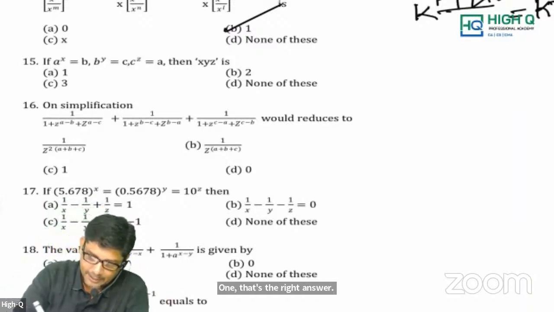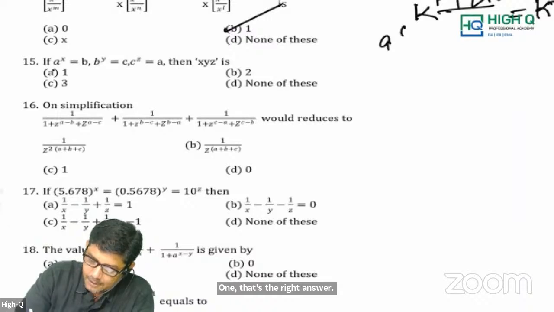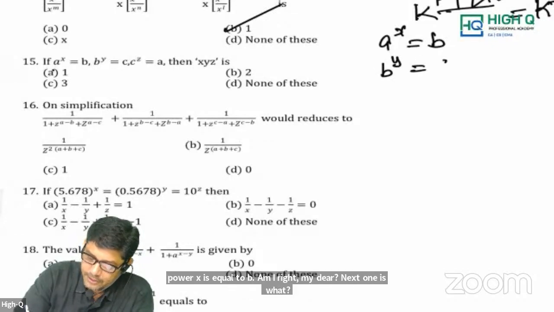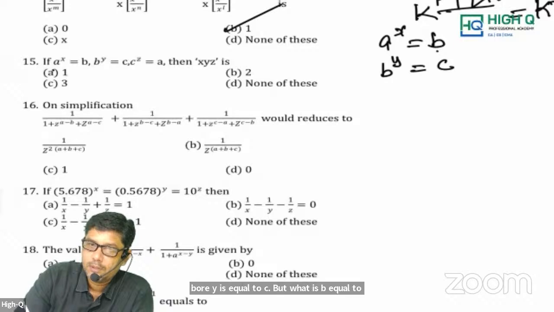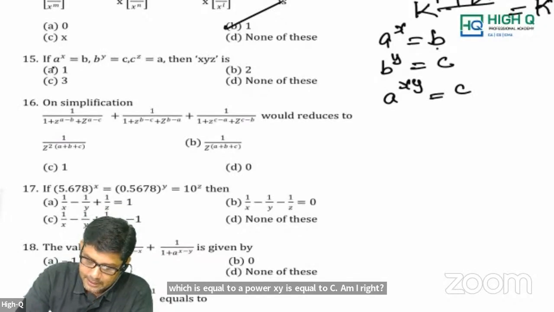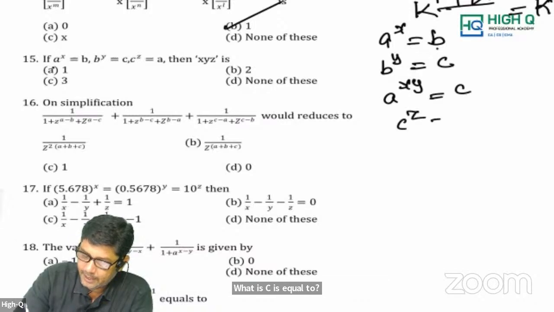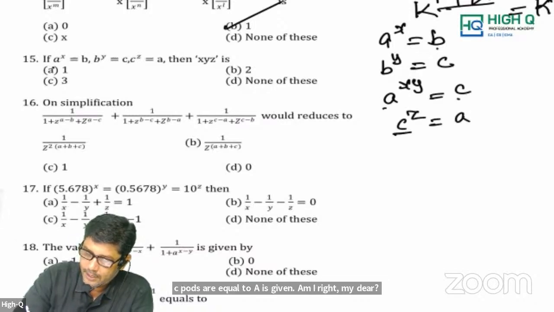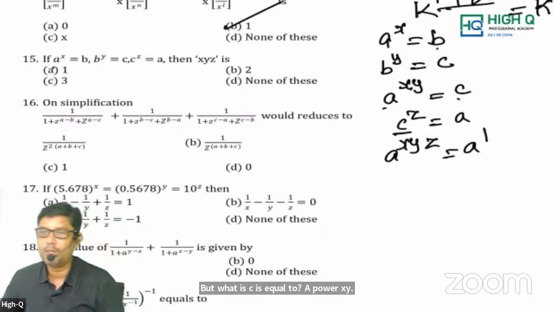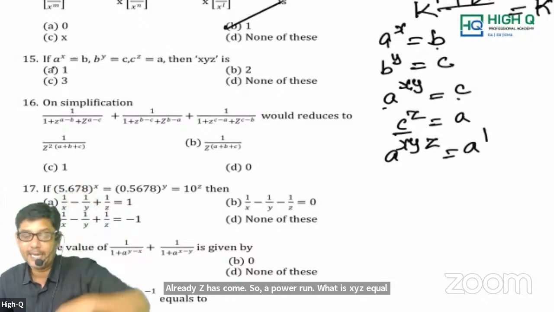But still, I will explain. See, it's a game. a power x is equal to b. Am I right, my dear? Next one is what? b power y is equal to c. But what is b equal to? a power x, which gives a power xy is equal to c. Am I right? What is c equal to? c power z equal to a is given. Am I right, my dear? But what is c equal to? a power xy. Already z has come. So a power 1. What is xyz equal to? 1. It's a game. Just play like a game.